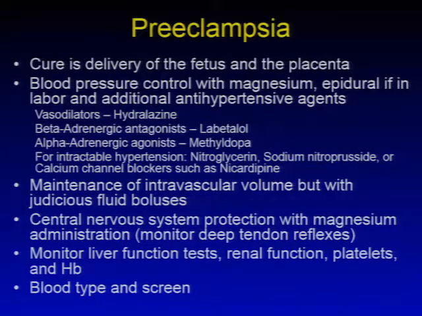The cure of preeclampsia is delivery of the fetus and the placenta. Blood pressure can be controlled with magnesium and may be aided by the utilization of epidural anesthesia, but in addition, other antihypertensive agents are commonly used, such as hydralazine, a vasodilator, labetalol, methyldopa, an alpha-adrenergic agonist, and for intractable cases, nitroglycerin, sodium nitroprusside, or the calcium channel blockers such as nicardipine.